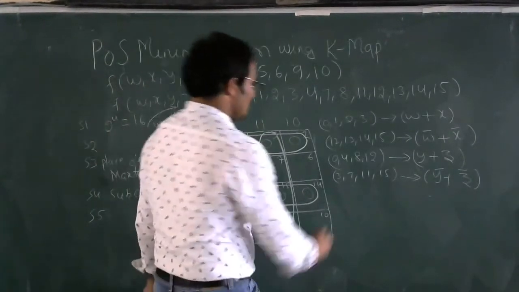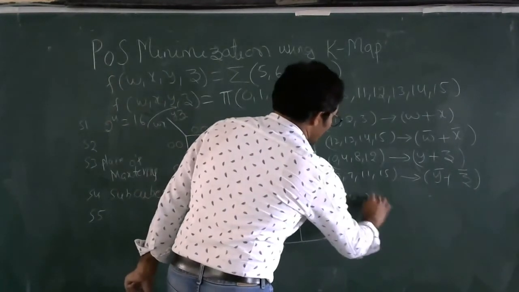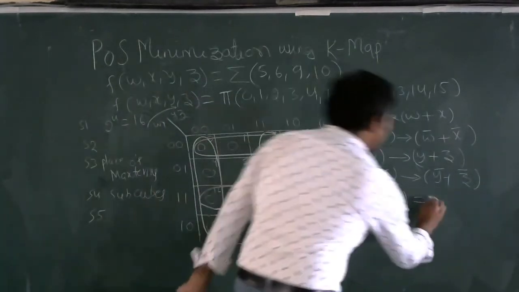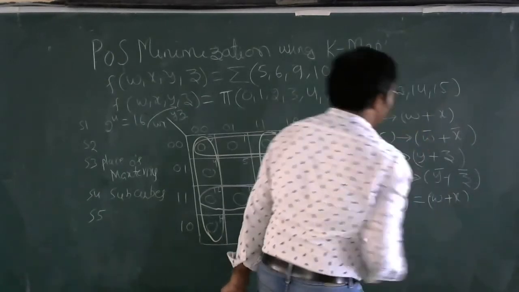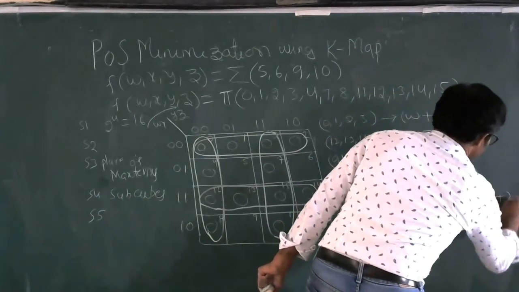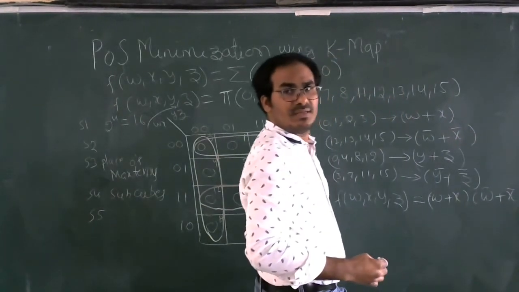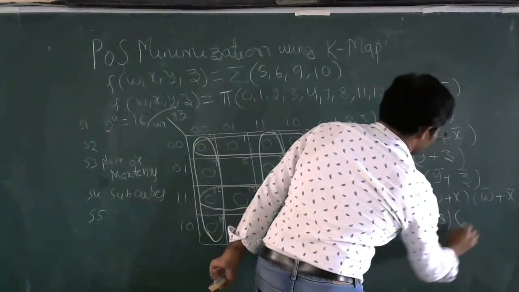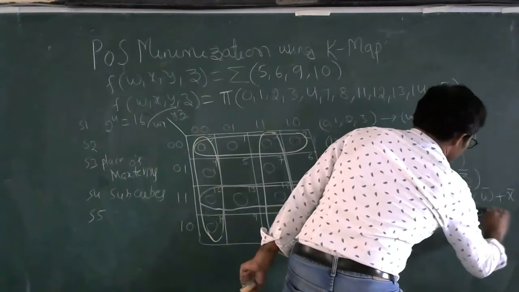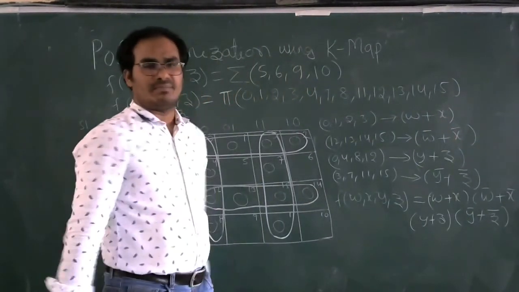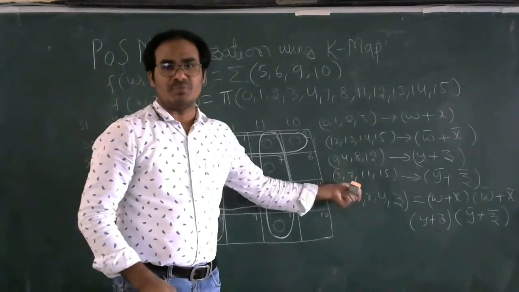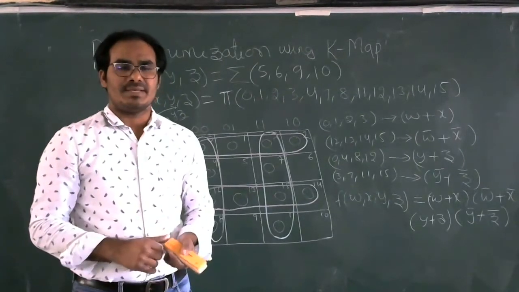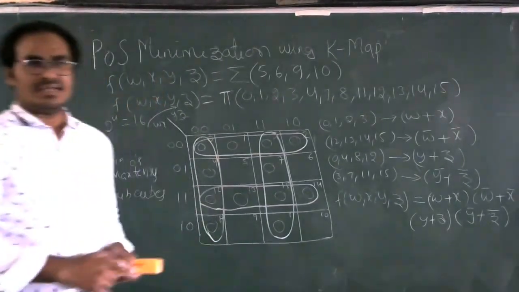And the ultimate solution, the minimal POS form for this is W plus X, and with W bar plus X bar, and with Y plus Z, and with Y bar plus Z bar. And that is the minimal POS form. That is how to minimize a POS expression using the K-map.